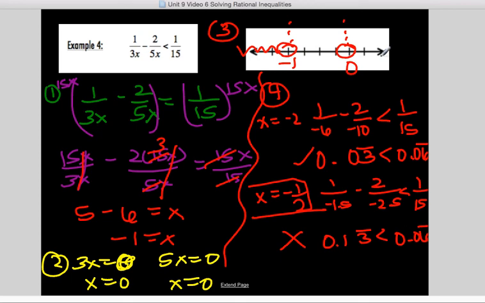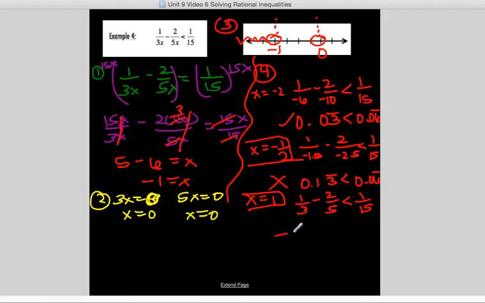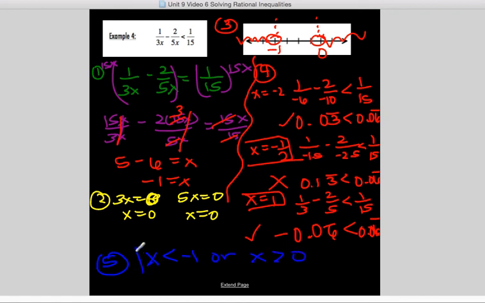And for a number greater than 0, I am going to go ahead and plug in 1. So that means I'd have 1/3 minus 2 over 5. Is that less than 1 over 15? Well, if I take the left-hand side and type it in, I get -0.06 repeating. Is that less than a positive 0.06 repeating? Yes. So this one works, so I would shade to the right. And lastly, I would write out my solution. We're talking about x. X is less than -1, or x is greater than 0.